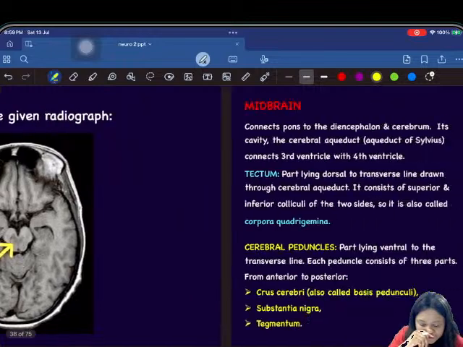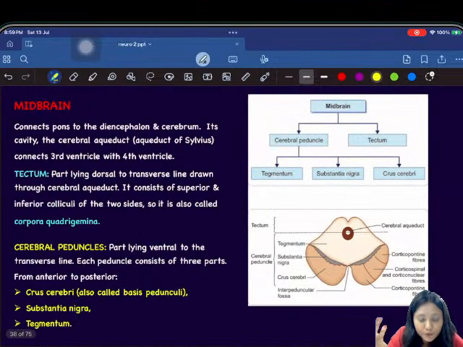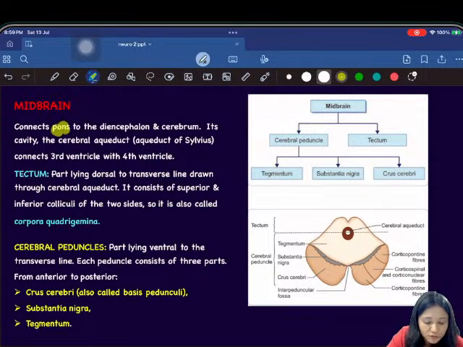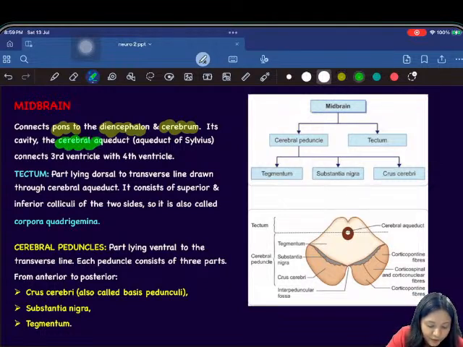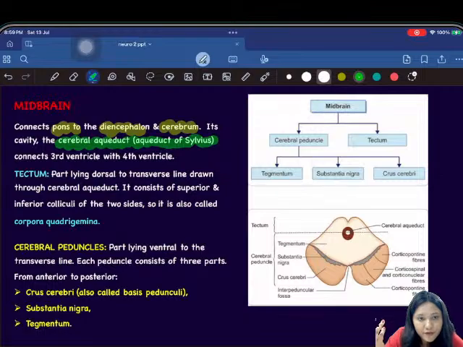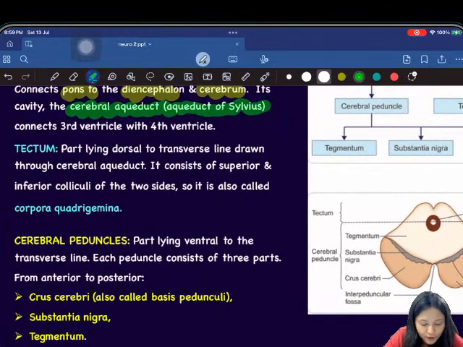Now let us study a little bit about the midbrain. You know that it connects the pons to the diencephalon and the cerebrum. If they ask you the cavity, that is the cerebral aqueduct of Sylvius, and it connects the third ventricle with the fourth ventricle, as you know. Now there are two very important parts. One part is known as the tectum.